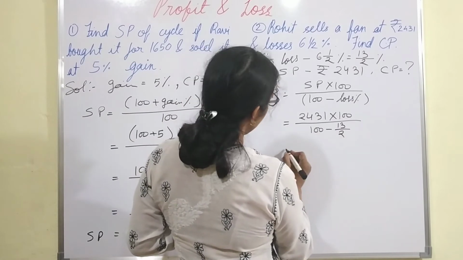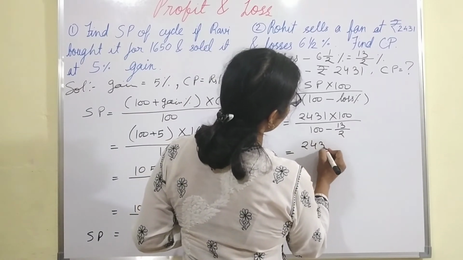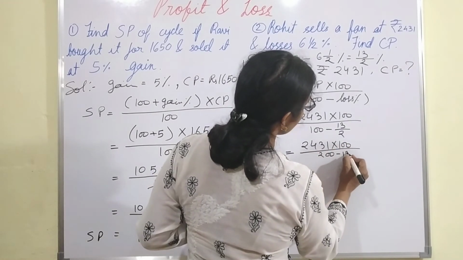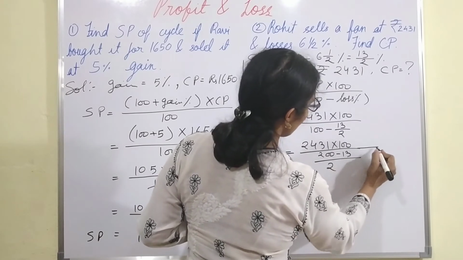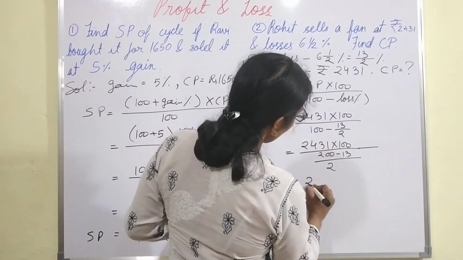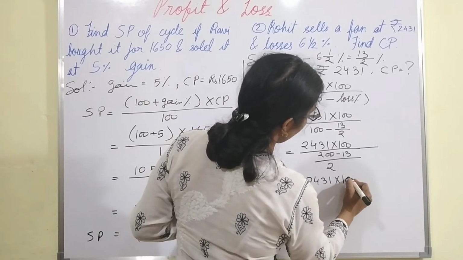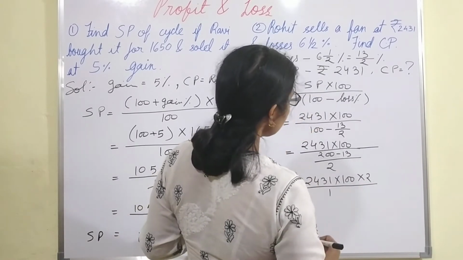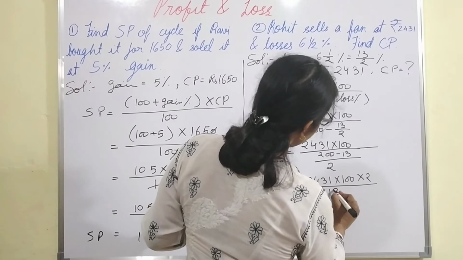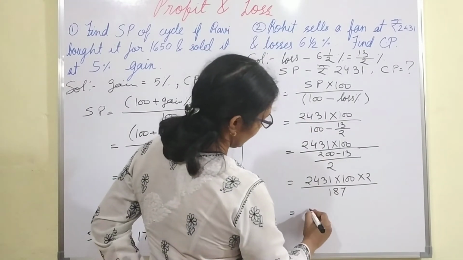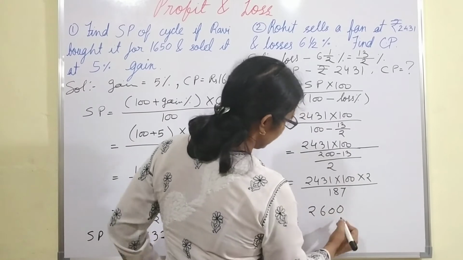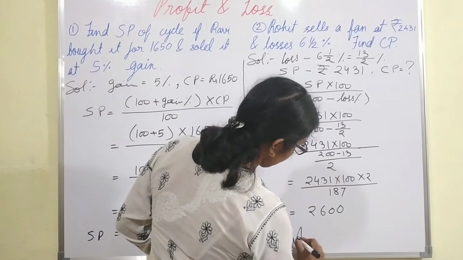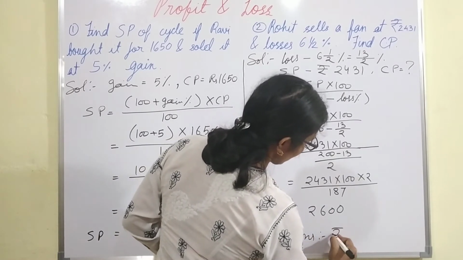So 200 minus 13: 2431 into 100 upon (200 minus 13) upon 2, then it will become 2431 into 100 into 2 upon 187. So 2600. So cost price is 2600. So here your answer is rupees 2600.